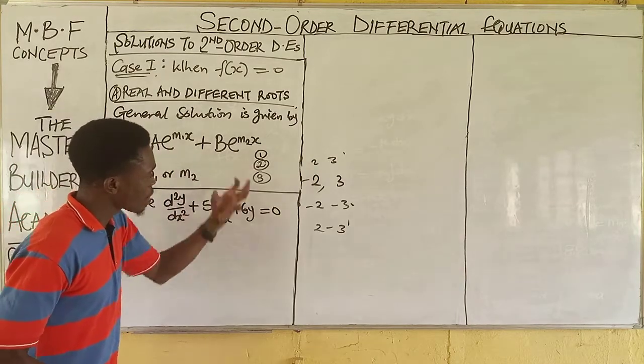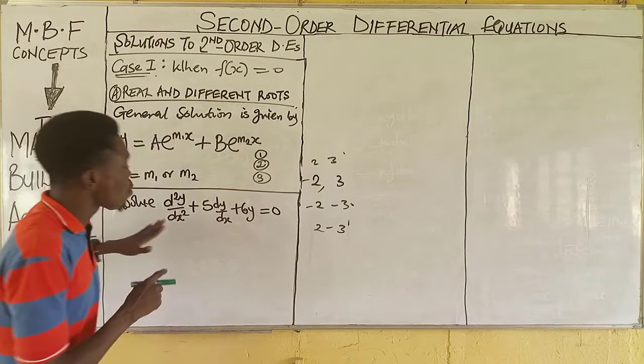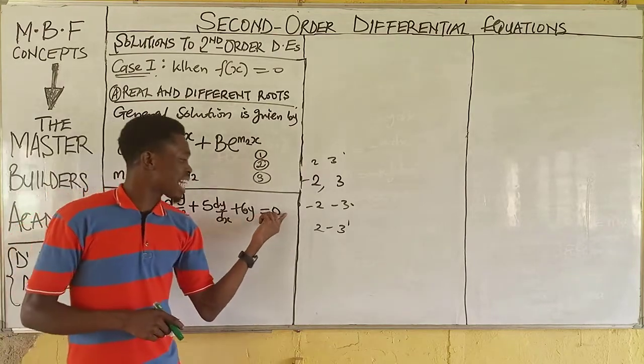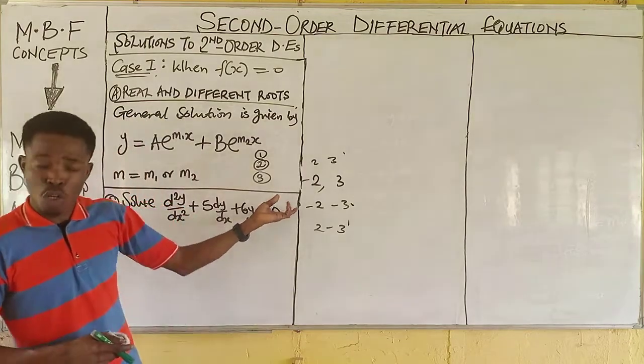But equation 2 is the auxiliary equation. So the first thing you must do here, have you know that the right hand side of this second order differential equation is 0?